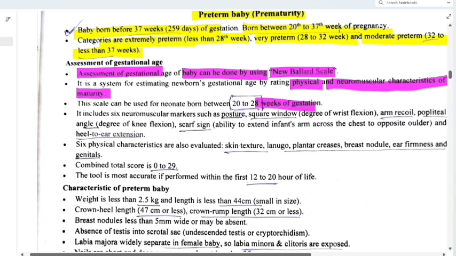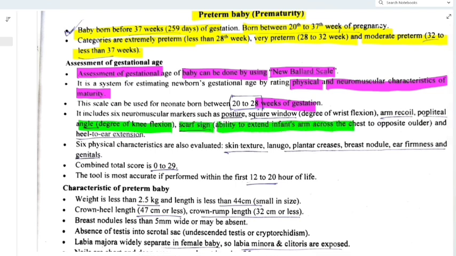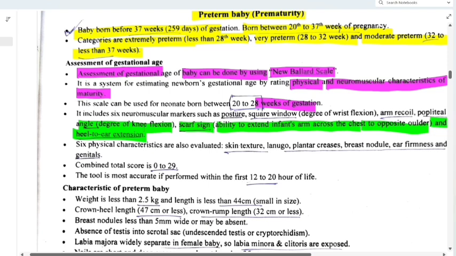Now it includes 6 neuromuscular markers such as posture, square window, that is degree of wrist flexion, then arm recoil, popliteal angle, that is degree of knee flexion, then scarf sign, what is that? Ability to extend the infant's arm across the chest to the opposite shoulder, okay? And heel to ear extension. Okay, so I am revising again. What are the 6 neuromuscular markers? That is posture, square window, arm recoil, popliteal angle, scarf sign, and heel to ear extension.